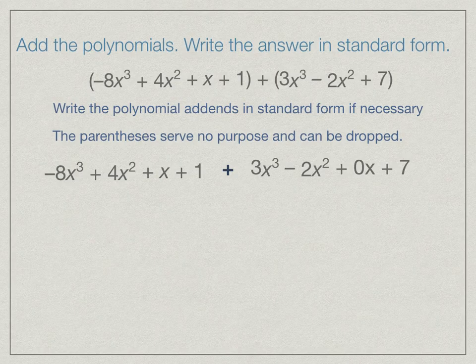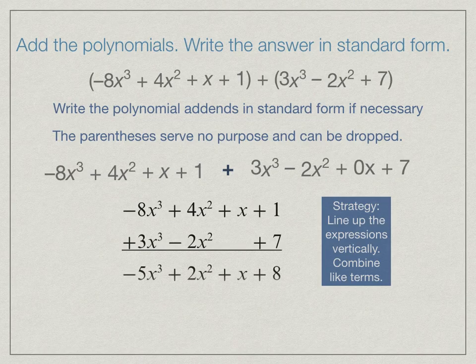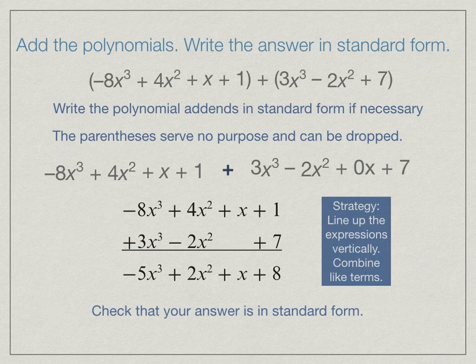Now, one strategy that students like to do is to line up the expressions vertically and combine like terms. So notice that I put a 0x for the linear term in that second polynomial. The reason for that is because you want to make sure the constant term 7 is underneath the other constant term of 1. So we simply add these coefficients and we end up with our sum, which is in standard form. Negative 5x cubed plus 2x squared plus x plus 8.